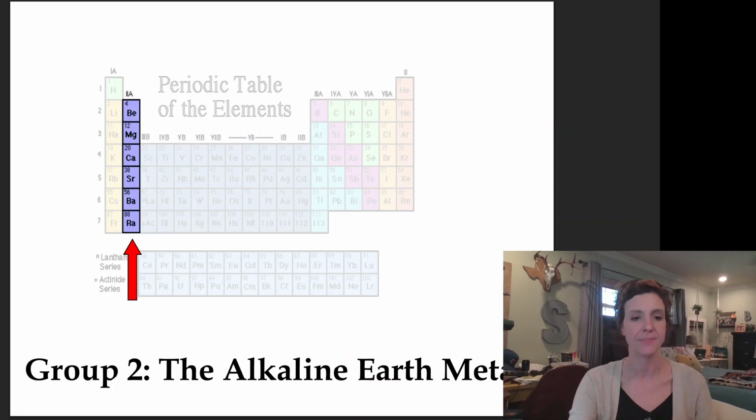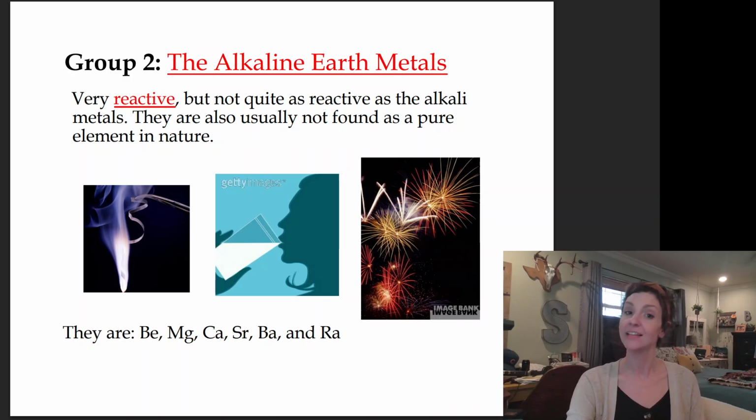Okay, next one, we've got group 2 of the periodic table. Group 2 are called the alkaline earth metals. The alkaline earth metals are also pretty reactive, though not quite as reactive as the alkali metals.